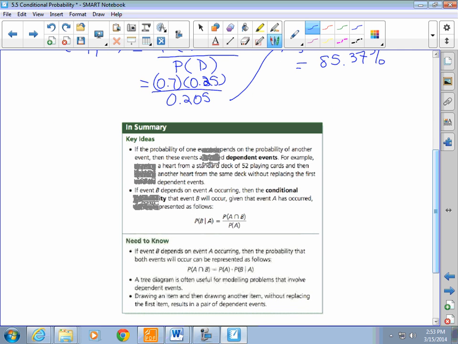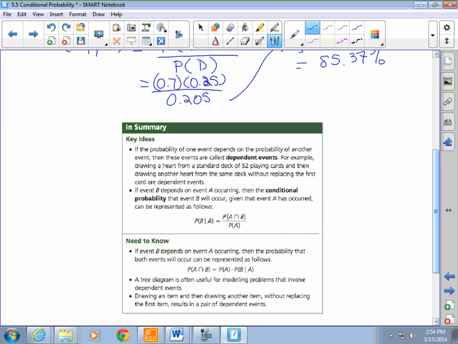So some key ideas. If the probability of one event depends on the probability of another, it means that we have dependent events. For example, drawing a heart from a deck of cards and then drawing another heart from the same deck without replacing the first is a dependent event. If event B depends on event A occurring, that's called conditional probability: the probability that event B will occur, given that event A has occurred. And we can write that as B given A equals the probability of A and B happening divided by the probability of A.